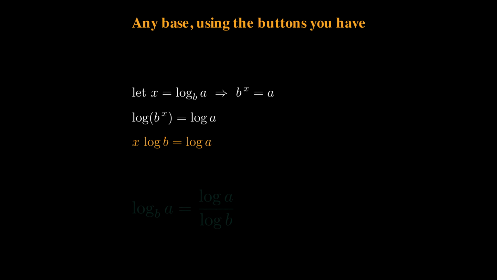Change of base. Say we want log base b of a. Call it x, so b to the x equals a. Take a log of both sides. Any base? Say base 10. The power law drops the x to the front. x times log b equals log a. Divide, and log base b of a equals log a over log b.